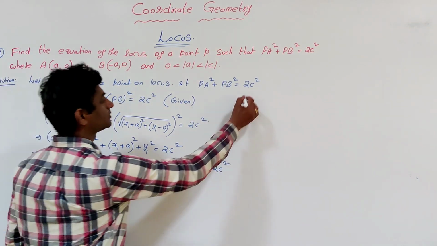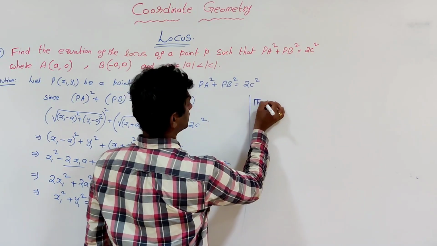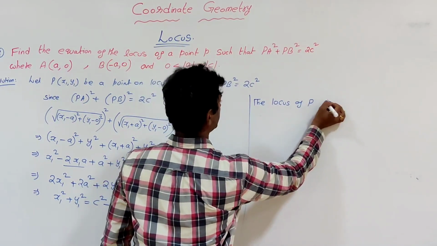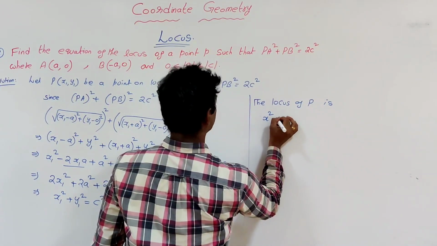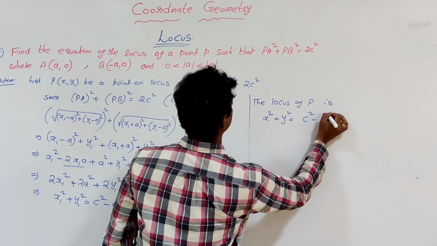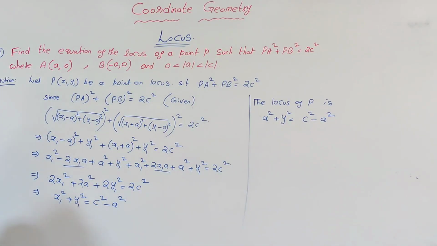So in general, the locus of P is x square plus y square is equal to c square minus a square. So that is the locus.